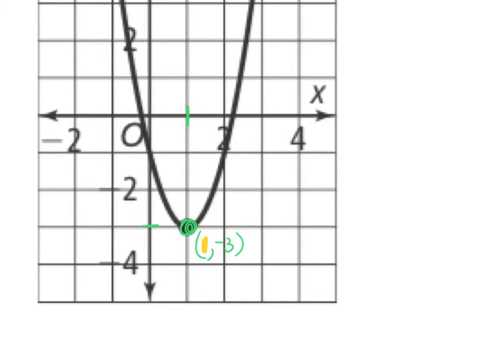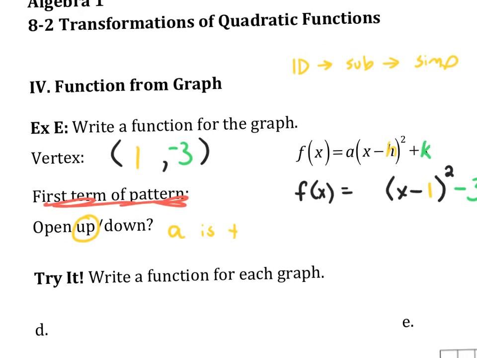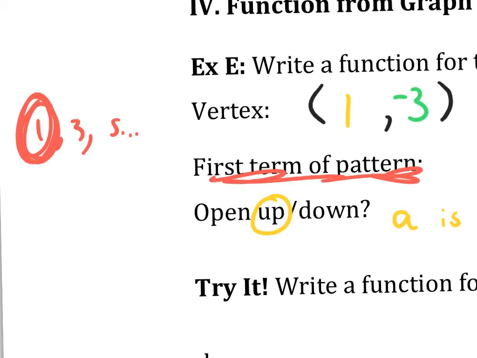Notice to get to my next nice point, 1 to the right, I have to go up to this point right there. So essentially we're thinking about slope: how do we get over 1? We're not going to the next nice point here. This coincidentally is a nice point. We're always going right 1, and then how far up do I go? And that, how far up I go when I go right 1, is the first term of the pattern.